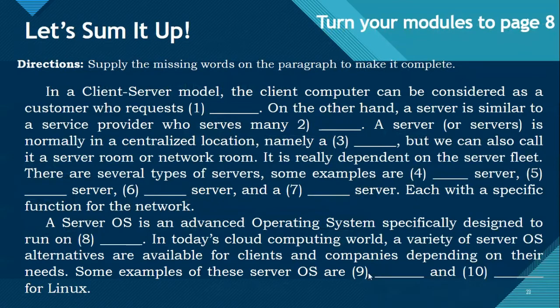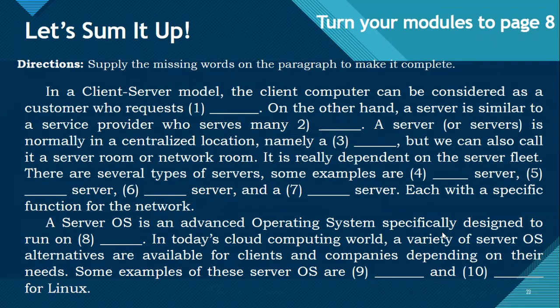Here you'll find the next activity, which is the Let's Sum It Up. Let's generalize what we've learned so far. All you need to do is apply the missing words on the paragraph to make it complete. So in a client server model, the client computer can be considered as a customer who requests blank. On the other hand, a server is similar to a service provider who serves many blank. A server or servers is normally in a centralized location, namely a blank, but we can also call it a server room or network room. It is really dependent on the server fleet.